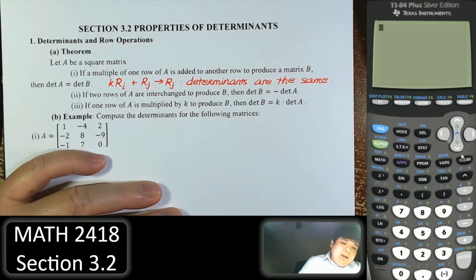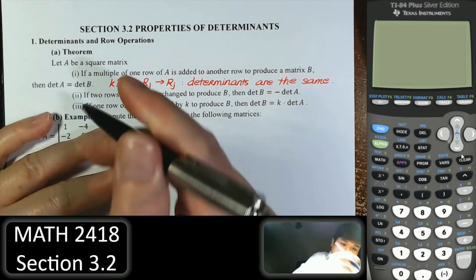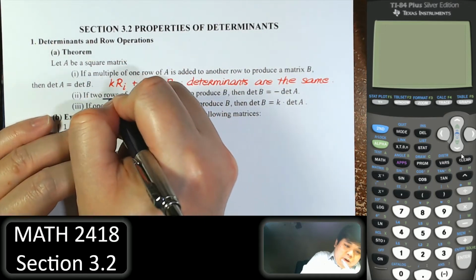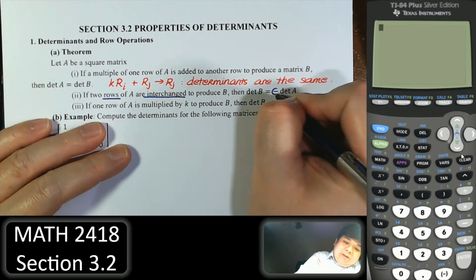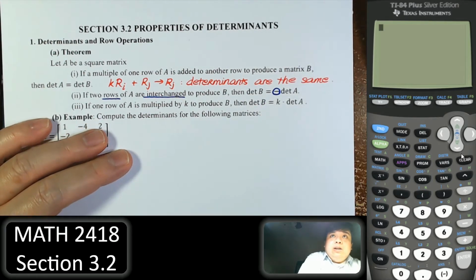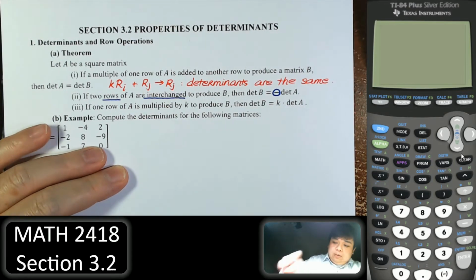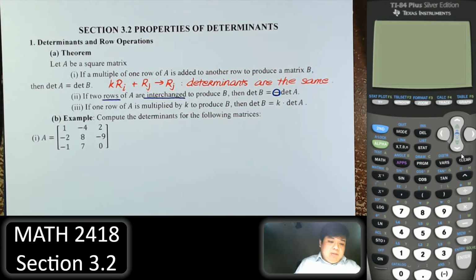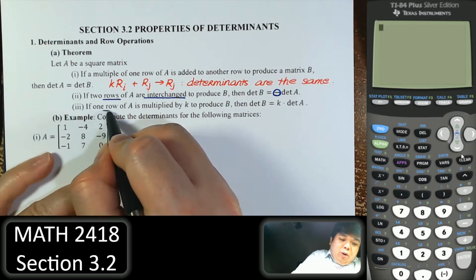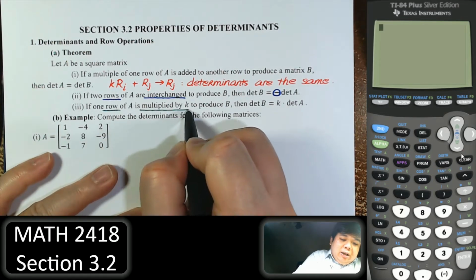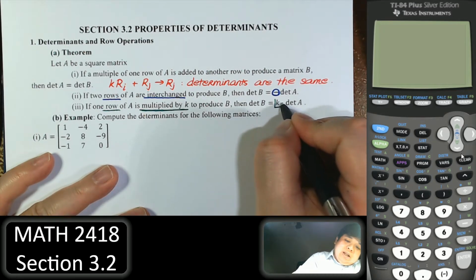Next, if two rows are interchanged, now we're swapping two rows, so rows interchange, we will have the negative of the determinant. And what if we multiply a row by K? Then the determinant will be multiplied by K.